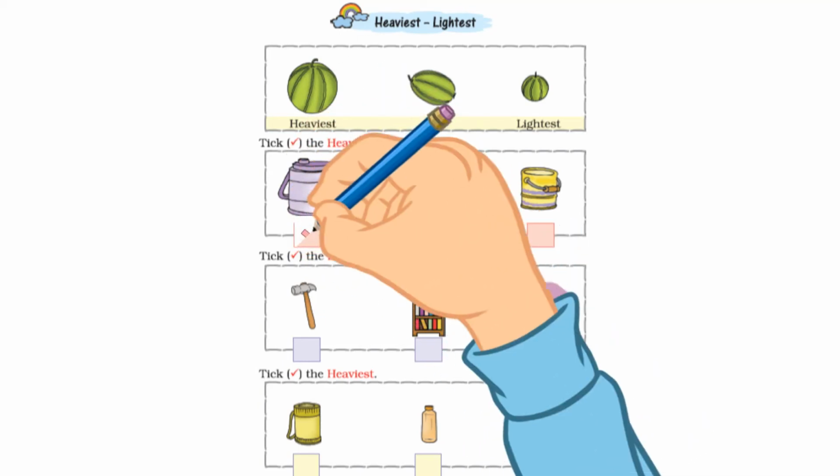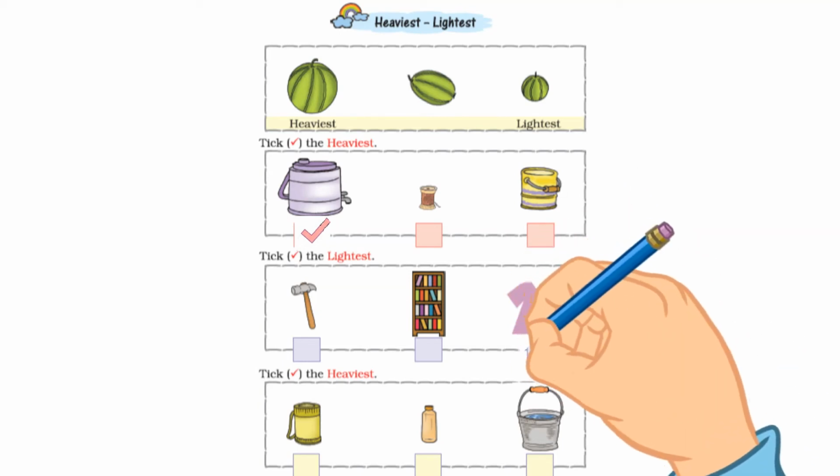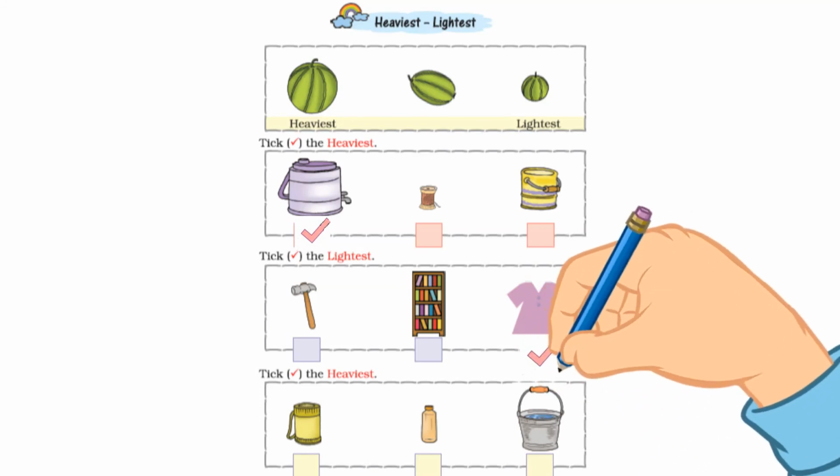Next, hammer, bookshelf, and a baby frog. Which is lightest? They have asked the lightest one. The most right one is lightest, right? सबसे हल्का कौन सा है इनमें से? The right one. Okay, next.